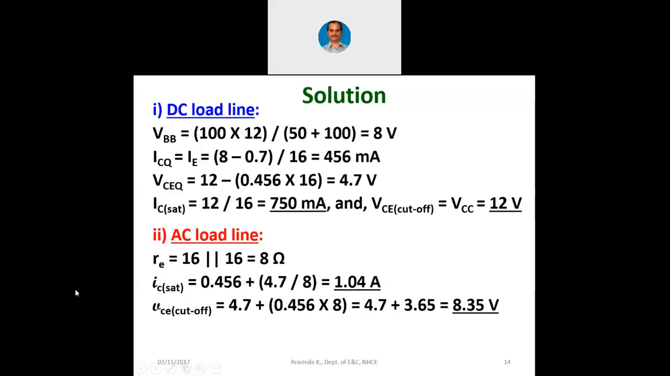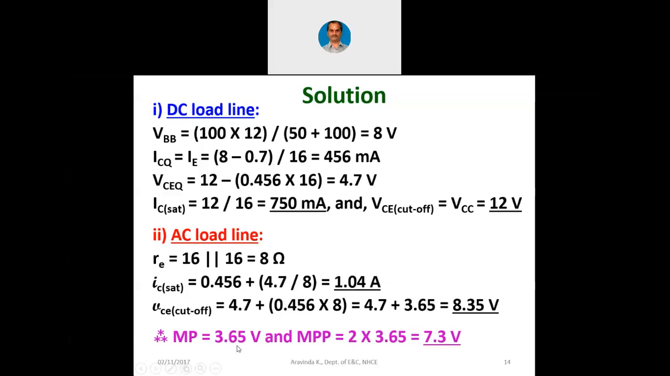Now to find out the maximum peak to peak voltage. Here the maximum peak voltage is 6.65, you can see here. ICQ into RE. You can see ICQ is 450 milliamperes, and RE is 8 ohms. So 0.456 into 8 is 3.65 volts. So that is the maximum peak voltage.